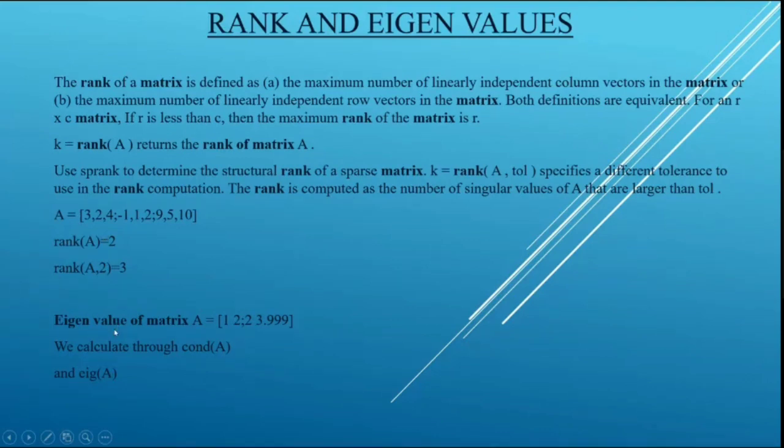Similarly, for eigenvalues of matrix A, what are the eigenvalues? Basically, when we write the characteristic equation of the matrix A, that is A minus lambda I, where I is the identity matrix, then we expand the determinant. Then the polynomial equation formed in lambda, the roots of that equation are the eigenvalues. For example, here we have taken the matrix A as 2, 2; 2, 3.999. We can calculate through the cond command or the eig of A command.